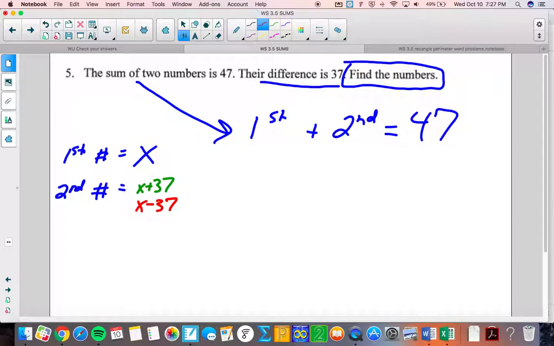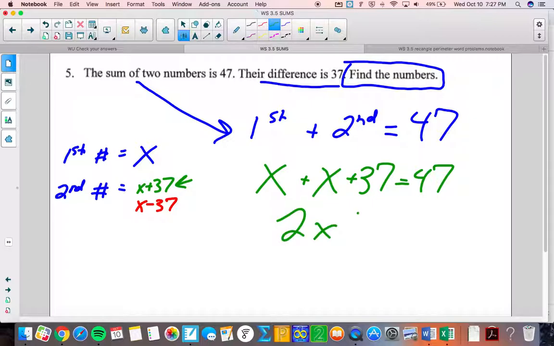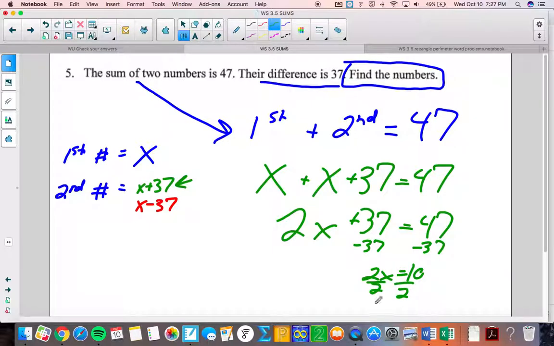I'm going to just choose the green one, and then I might, for fun, do it in red as well. So let's take the first number, x, and let's add the second number, which is x plus 37. And that's supposed to equal 47. So then we get 2x plus 37 equals 47. Subtract 37. You get 2x equals 10. Then divide by 2 to undo multiplying by 2, you get x equals 5.